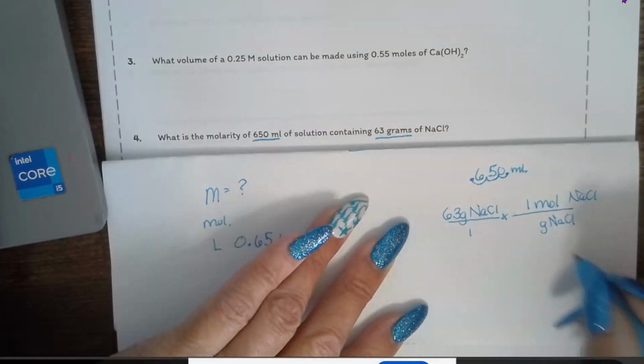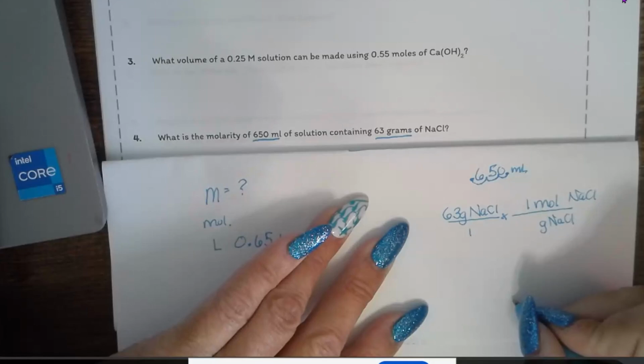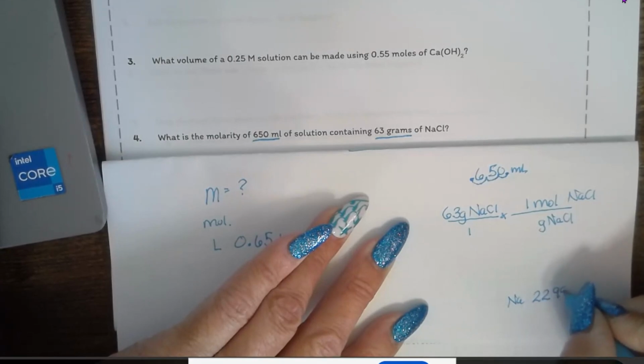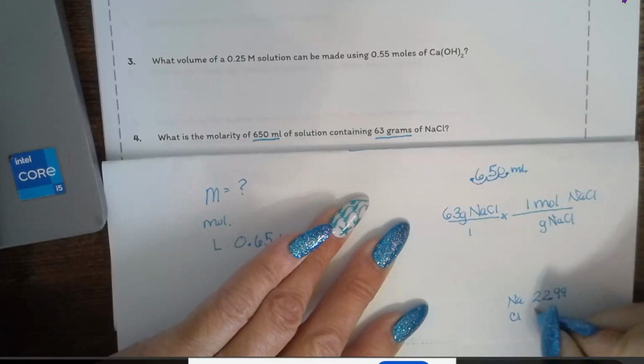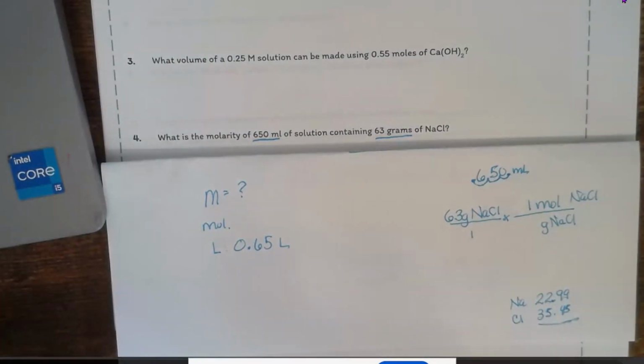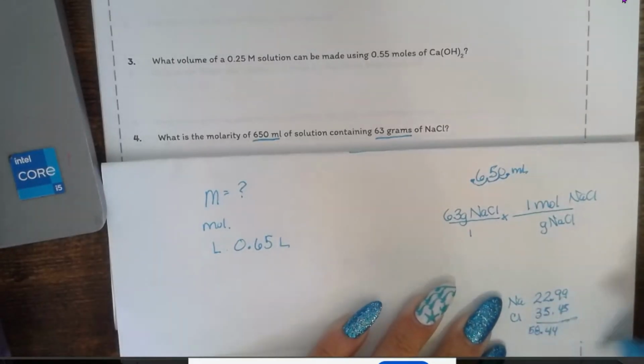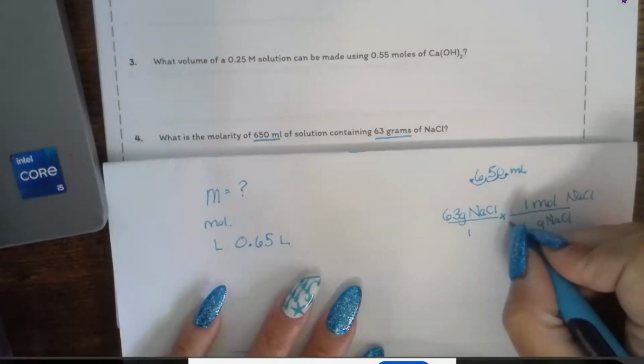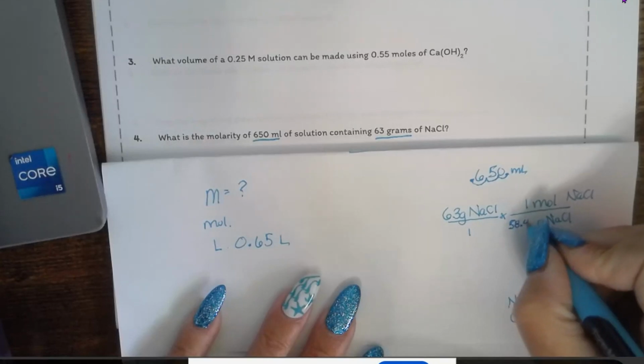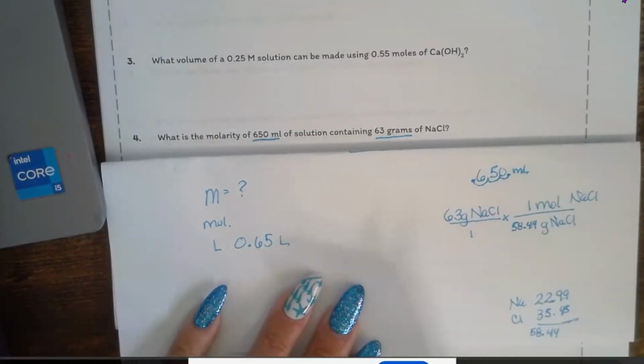I've got to look at my periodic table because I'm looking for grams. If I do that, sodium is 22.99 and chlorine is 35.45. You get that from your periodic table. And then we're going to add that together. 22.99 plus 35.45 gives me a molar mass of 58.44. All right, so I'm going to use that up here, 58.44, and I'm going to solve for moles.